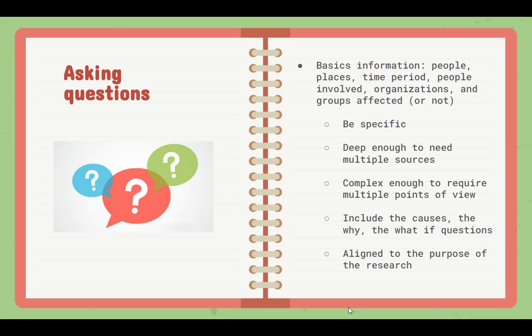Let's do another practice round. When you start asking questions for your research topic, you want to be very specific. People, places, the time period, organizations involved, groups affected. Your topic does have to be deep enough that you need more than one source, and it does need to be challenging enough that it requires more than one point of view, right? You want to ask what the causes are, the why, the what if questions connected to your research.